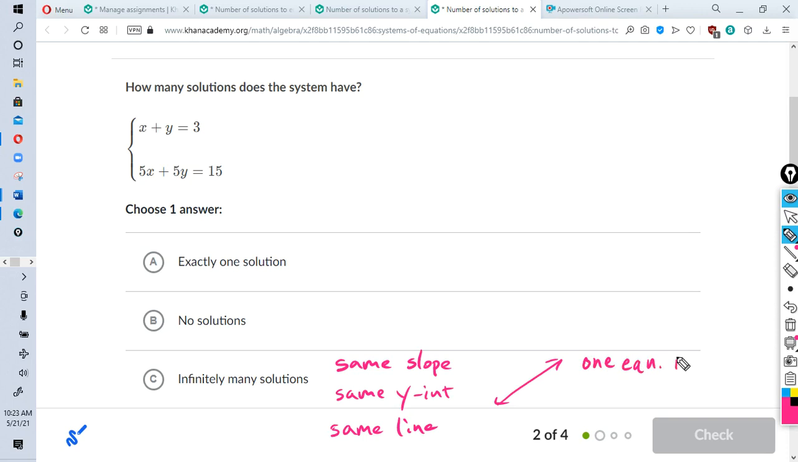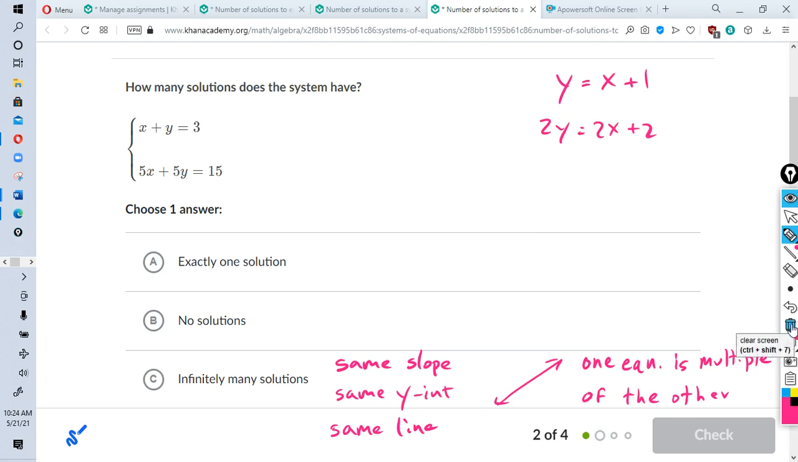Sometimes it's easier to recognize infinitely many solutions because one equation is a multiple of the other. In other words, if you had the equation y equals x plus 1, and you multiplied both sides of that equation by 2, so you did 2 times y, and 2 times x plus 2, these two equations are exactly the same. These are the same lines. So this would be infinitely many solutions. You can see one equation is a multiple of the other one, and in that case, it's infinitely many solutions.